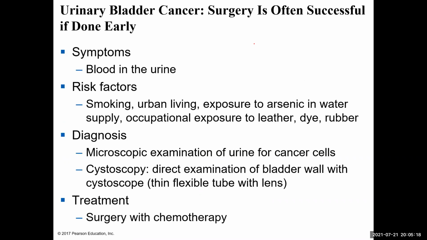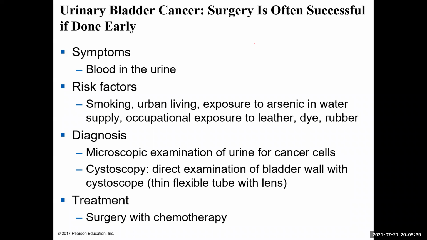Next is bladder cancer. If caught early, surgery is pretty successful with this type of cancer, and generally a symptom is blood in the urine. Again, because you've got a tumor that's affecting the bladder tissue, and so that would lead to blood being produced in the urine.